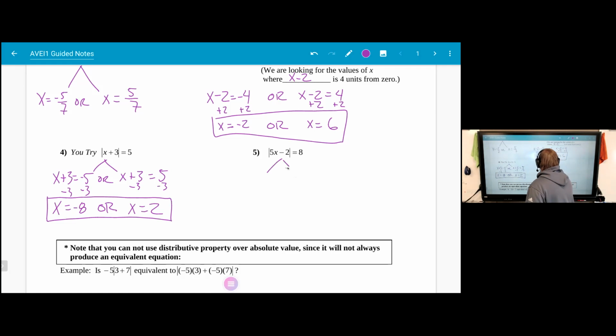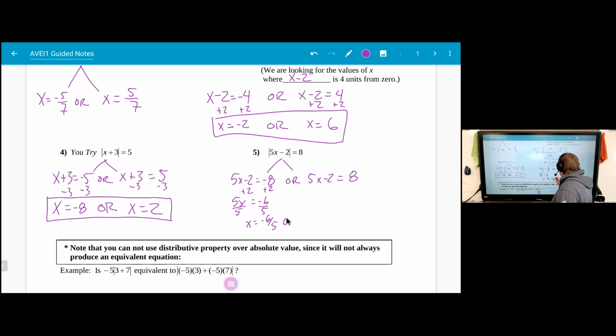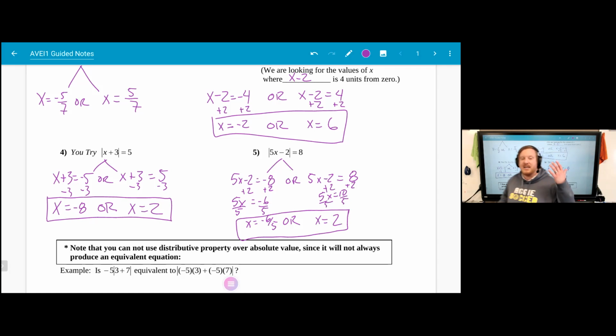We're trying to find out where 5x minus 2 is equal to -8, or where 5x minus 2 is equal to +8. Solve them independently. If I add 2, I get 5x is equal to -6. Divide both sides by 5. x equals -6/5. Or add 2 to both sides. 5x equals 10, divide by 5, and x equals 2. So the 2 solutions that make this one true are x equals -6/5 or x equals 2.